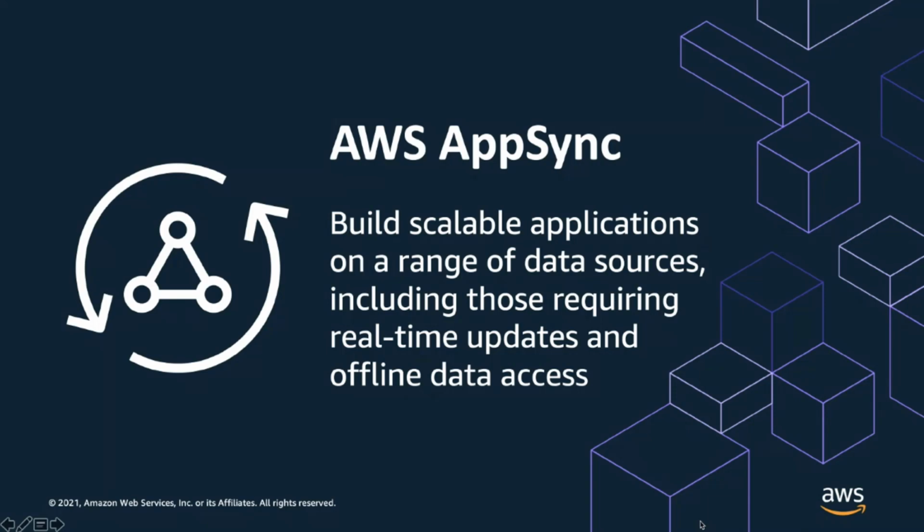This is where AWS AppSync comes in. AppSync allows you to build scalable applications on a range of database sources, including those requiring real-time updates and offline data access. So AppSync is a fully compliant GraphQL endpoint that allows you to interact with resources in your account. And it allows you to move quickly.